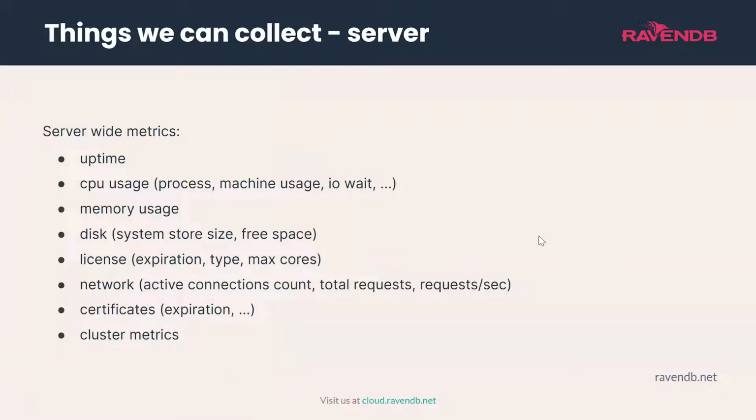Now let's quickly talk about what you can monitor on the server level. For sure, we can monitor uptime, CPU usage. This is also process and machine usage. Also, it's worth mentioning that Telegraf comes with a built-in agent for monitoring machines that I will show you in a minute. But we also directly expose information about the RavenDB process, so you don't have to worry about the PID of a process and so on.